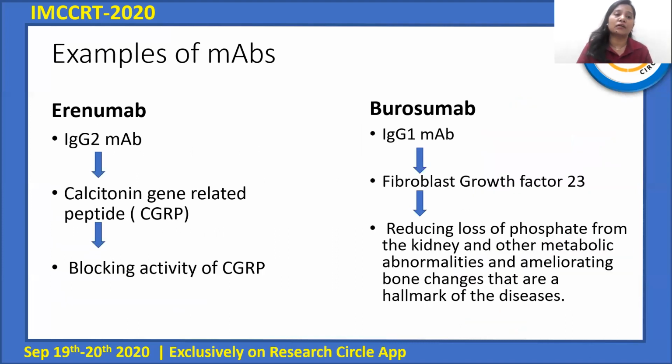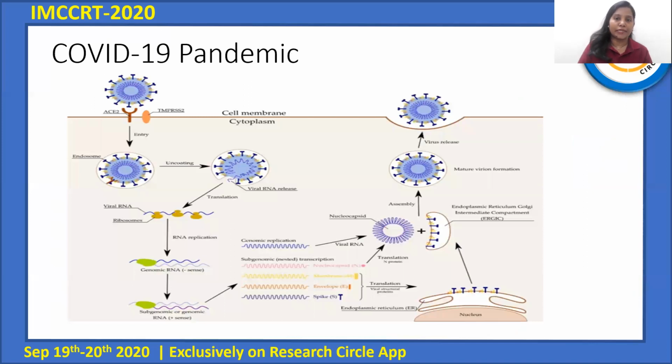Apart from this, another example is erenumab, which mainly blocks the calcitonin gene-related peptide and blocks the activity of CGRP. Burosumab, which is an IgG1 monoclonal antibody, targets fibroblast growth factor and reduces the loss of phosphate from the kidney and other metabolic abnormalities. Apart from this, there is the recent pandemic, the COVID-19 pandemic.